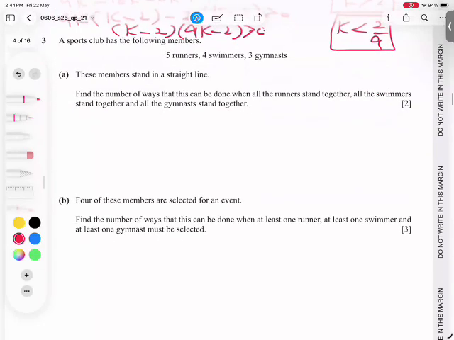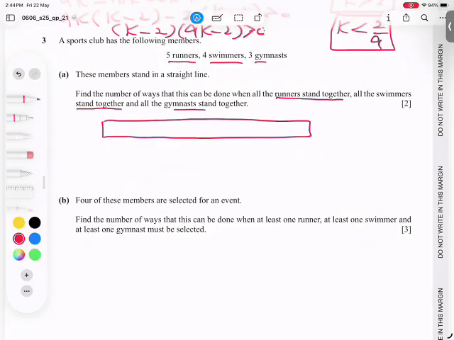Question number 3. A sports club has the following members: 5 runners, 4 swimmers, 3 gymnasts, and these members stand in a line. The arrangement is done where all runners stand together, all swimmers are together, and all gymnasts are together. So I think we can go this way. How many total are there? 9 plus 3 is 12. So 1, 2, 3, 4, 5, 6, 7, 8, 9, 10, 11 lines, 12 boxes.